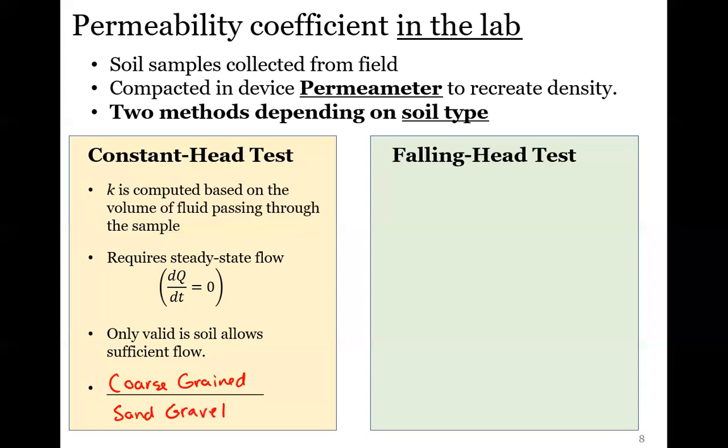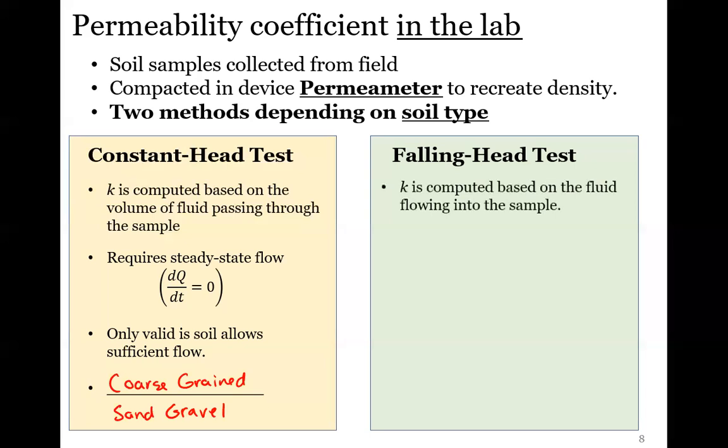So we would not be able to physically do the constant head permeability test on silts or clays or anything that has a very low permeability, because the flow would be so low, because the soil is not absorbing, it's not taking up the water.